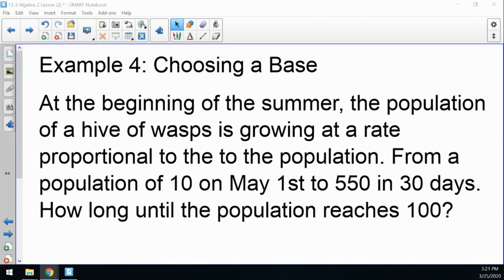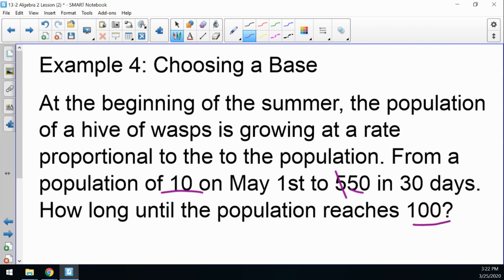Okay, so we're going to be talking about, again, an exponential growth problem. And here in example 4, we're going to be choosing a base for an exponential equation. Here's the problem. It says at the beginning of the summer, the population of a hive of wasps is growing at a rate proportional to the population. From a population of 10 on May 1st to, that's supposed to be 50, not 550, 50 in 30 days, how long until the population reaches 100?